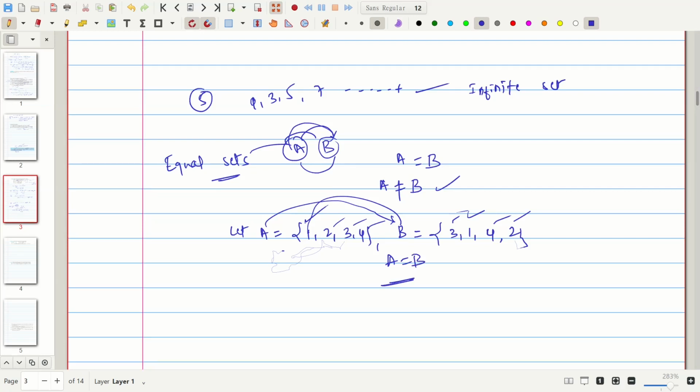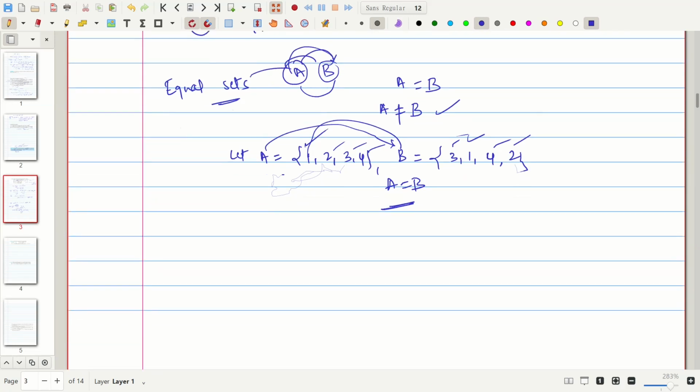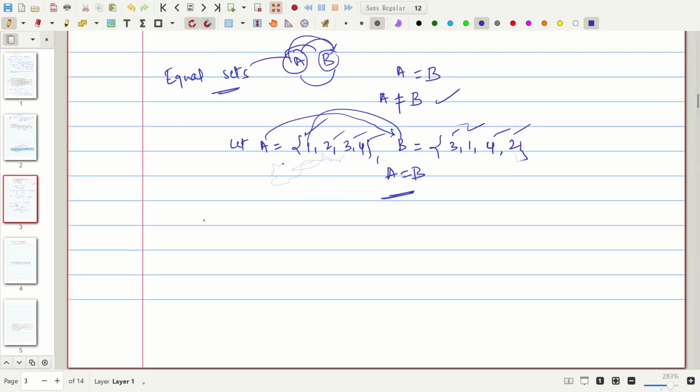Okay, take another example. Here A contains 1, 2, 3, and B contains 2, 2, 1, 3, 3. Are these two sets equal or not equal? These two sets are equal. Don't count like that, saying A contains 3 elements and B contains 5 elements, so it will not be equal. Don't count like that. This is an equal set.